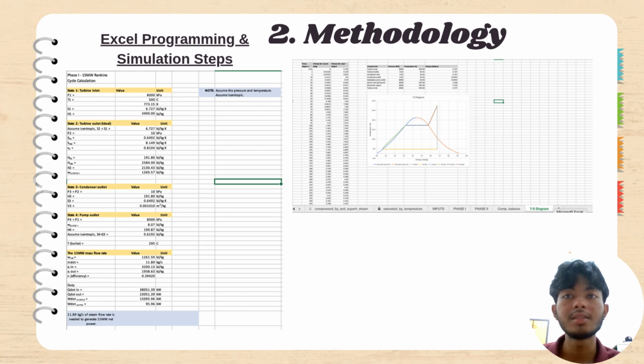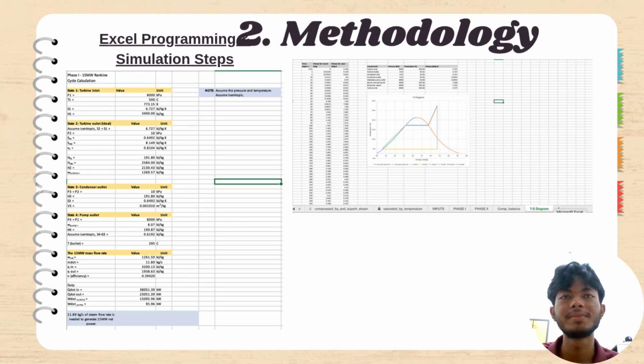From these calculations, we obtained the net power output and thermal efficiency. The final step was to check whether the cycle achieved the target output of 15 megawatt. If not, the conditions were adjusted until the required power output was reached.